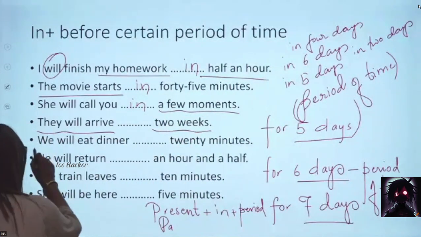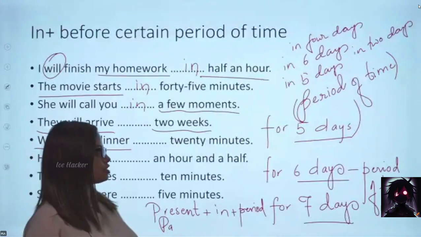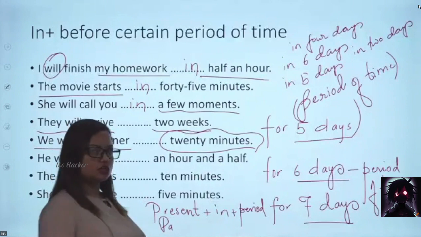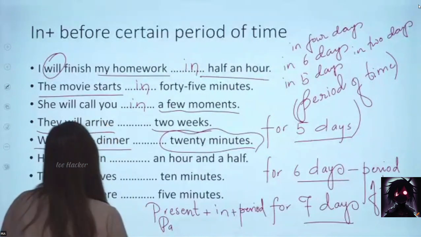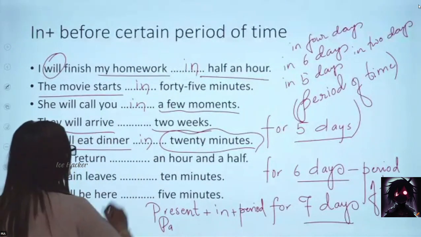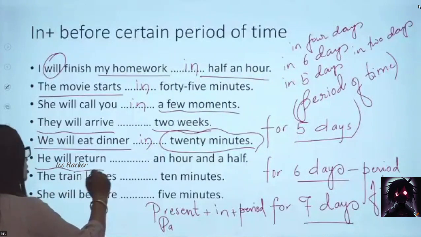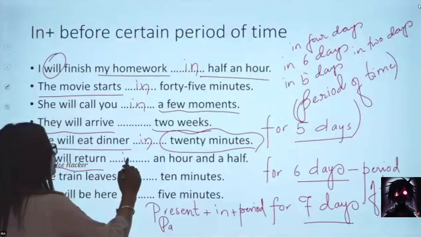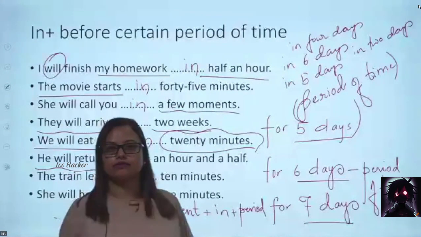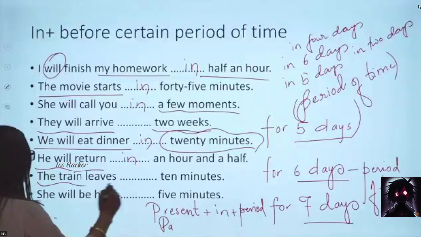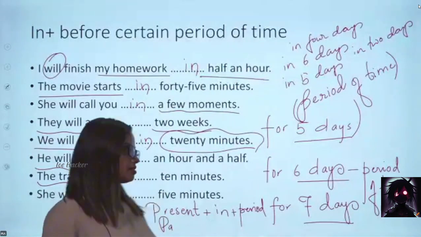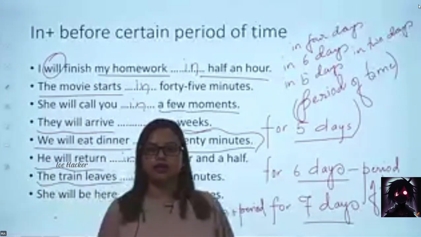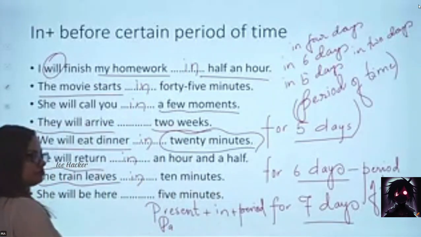Look at here. We will eat dinner in 20 minutes. Twenty minutes means a period of time. He will return, again the structure of simple future tense. He will return in an hour and a half. The train leaves, again simple present tense. The train leaves in 10 minutes. She will be here in 5 minutes.